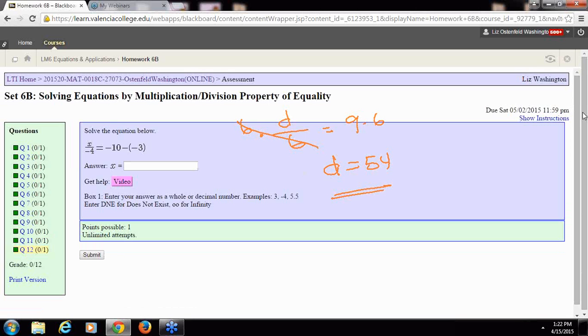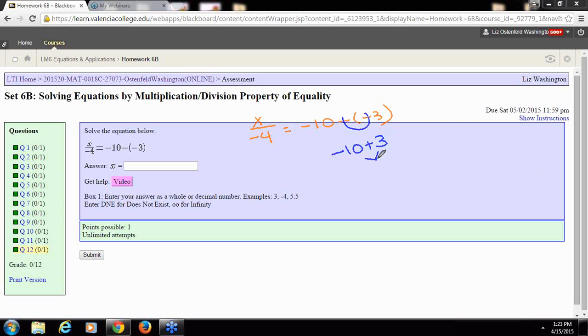And I'll go ahead and do this one too. So here we have x divided by -4 equals -10 minus a -3. Again, that negative in front of the -3 makes that negative a positive, so really it's -10 plus 3, and those two together give me -7.